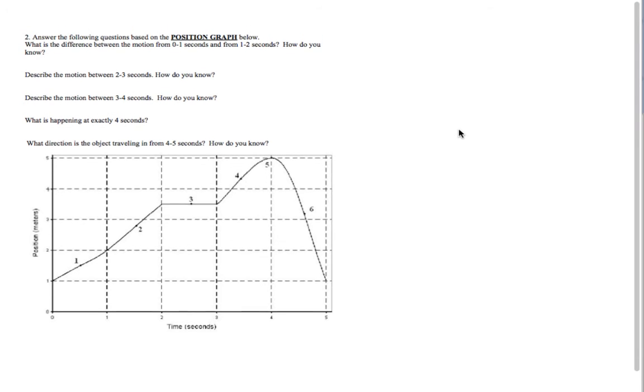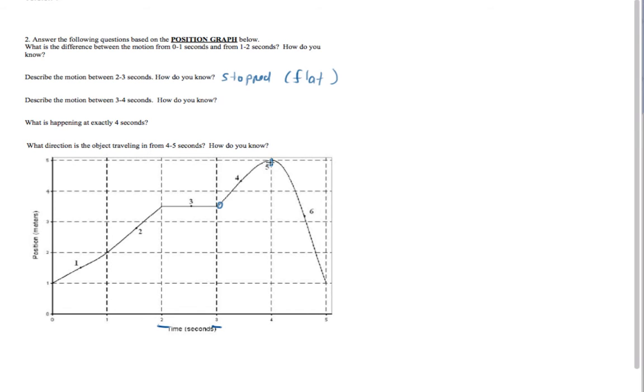Now for free response number 2, let's take a look at what's going on here. We've got the position versus time graph here. We want to know what the motion is between 2 and 3 seconds. So here's 2 seconds and 3 seconds. We are stopped. It's flat. That means stopped.